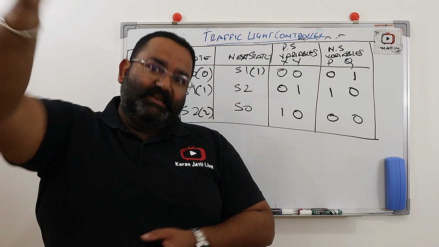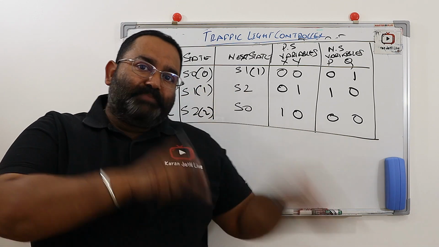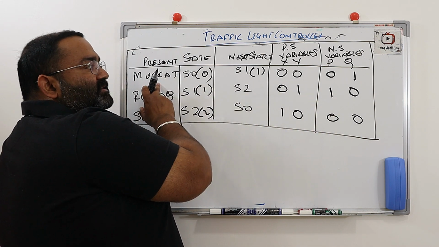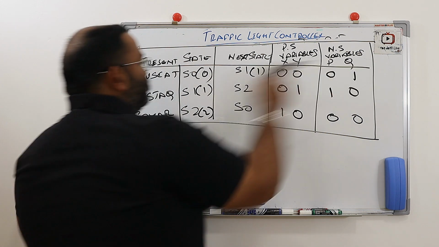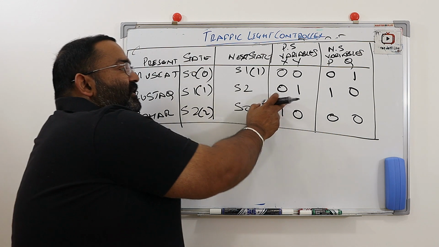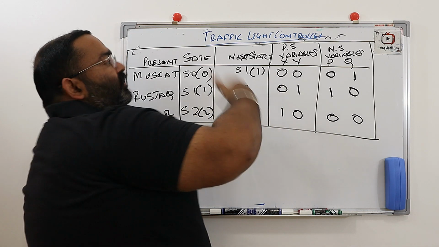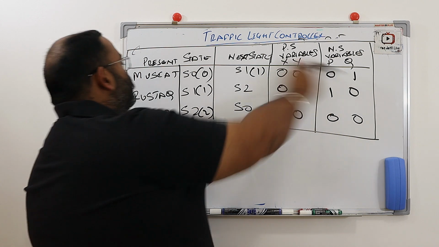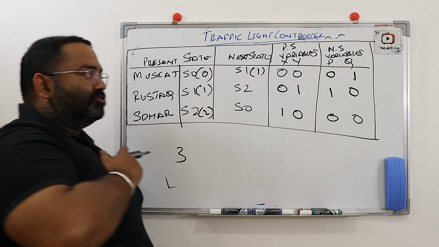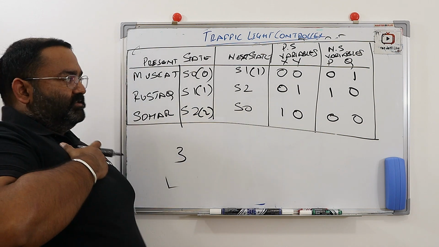Okay, what will be the next light, which is green, and it should also generate the present state. What is the present light, which should be green? Now, when this is the input, the present light Muscat should be green here. Then Rustak should be green here, and Sohar should be green here. So after Muscat, what should be green? This one. So 0, 1 is what? Rustak. And after Rustak, what should be green? Sohar should be green. And after Sohar, again the cycle repeats.